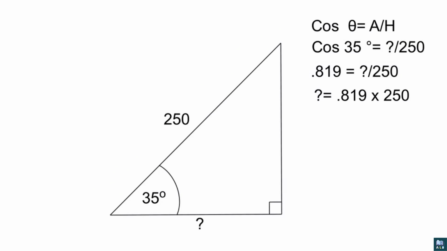We flip it around, so we're going to divide this guy out of here and move this guy over to here. So we end up with the unknown is equal to 0.819 times 250, because all we have to do is cross multiply. And we're going to get an answer of 205. So that's not that bad. Let's get that written in there.